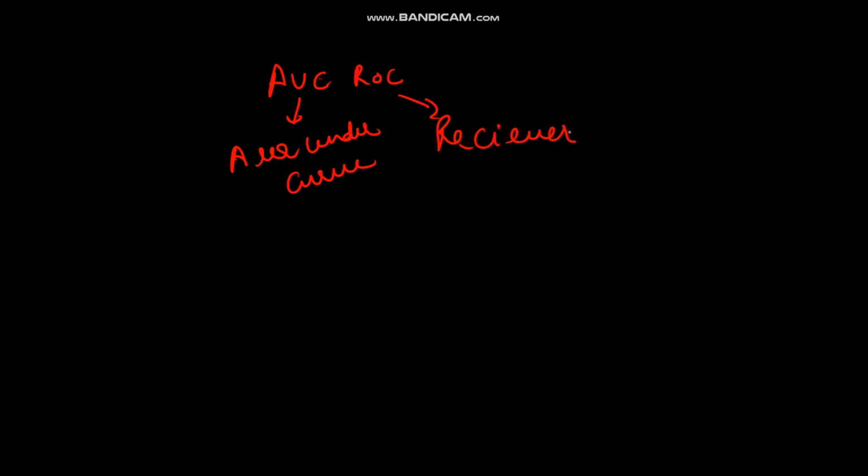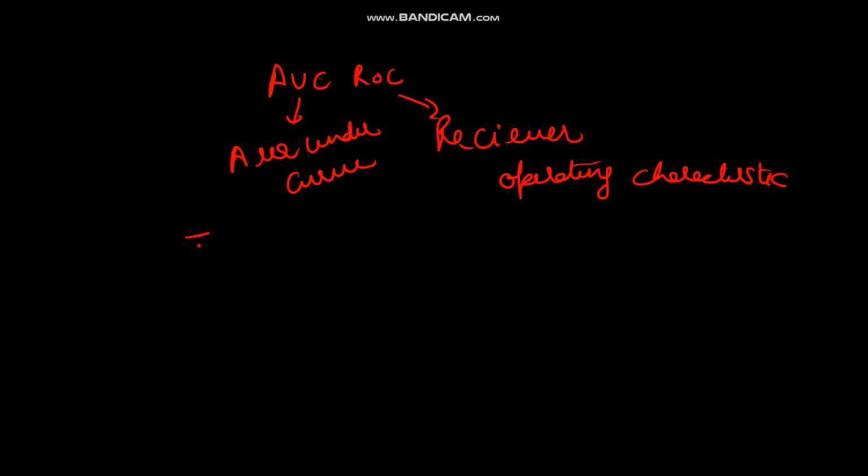If we talk of AUC ROC curve, then AUC stands for area under curve, and ROC stands for receiver operating characteristics. So basically ROC is receiver operating characteristics and AUC is the area that is under the curve.